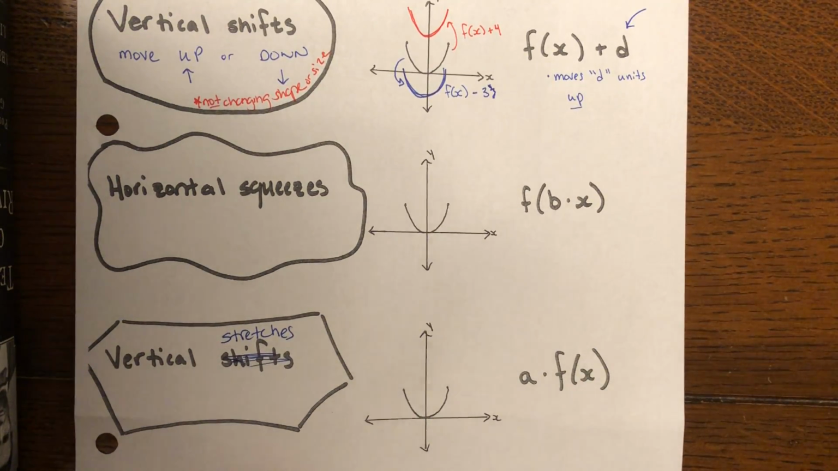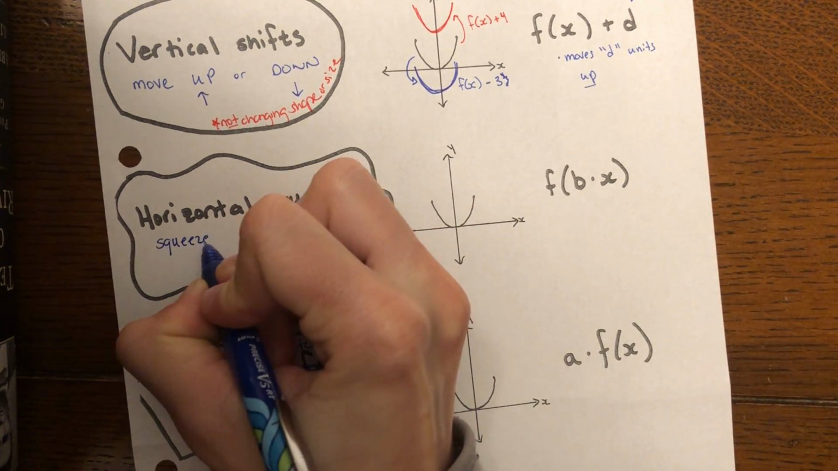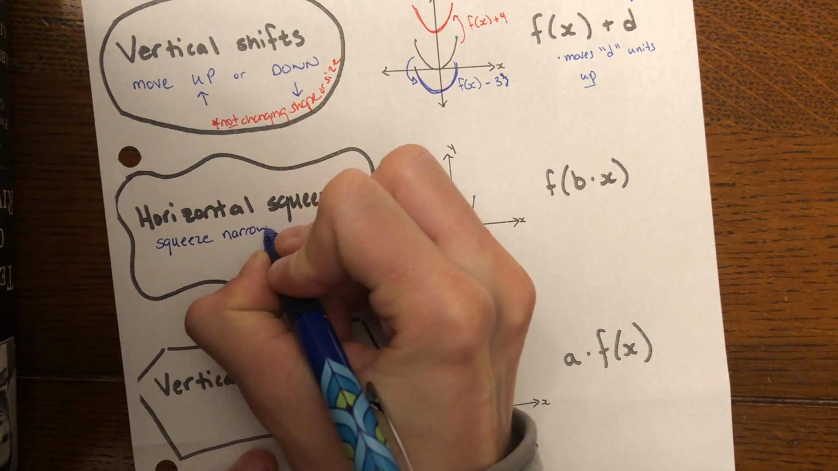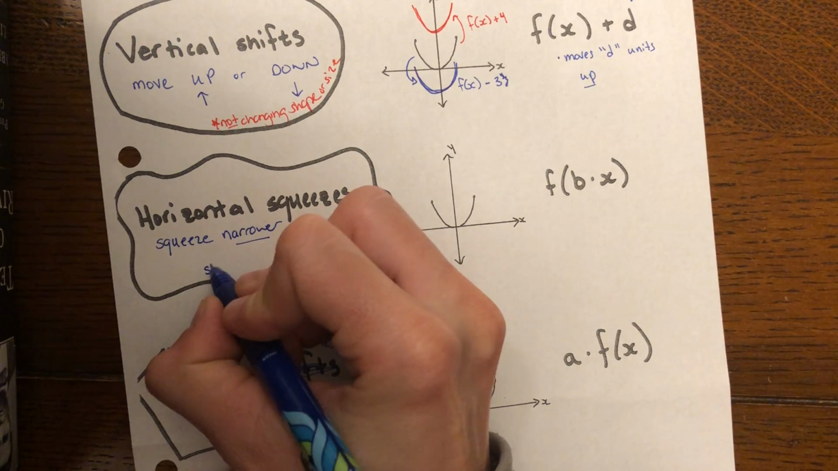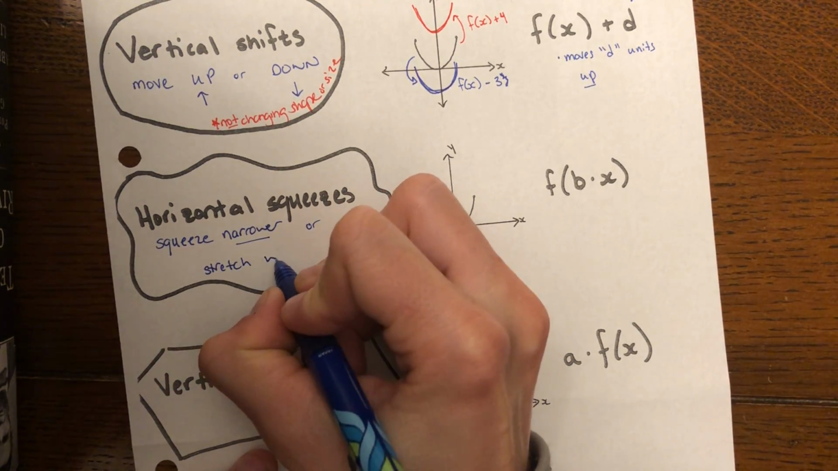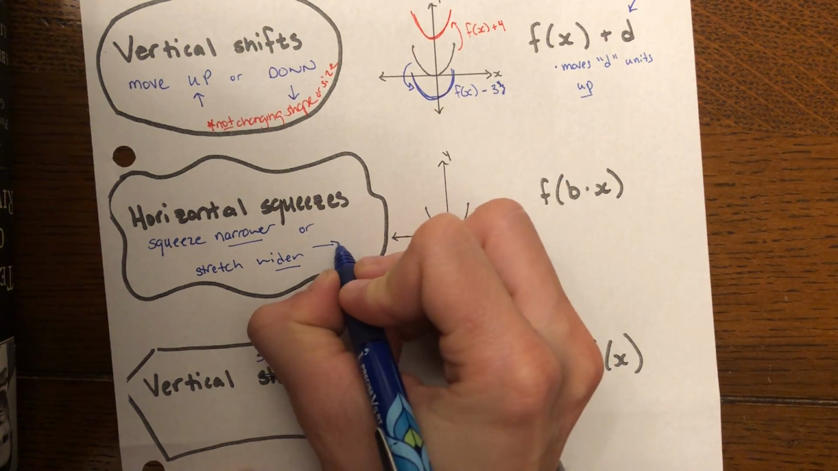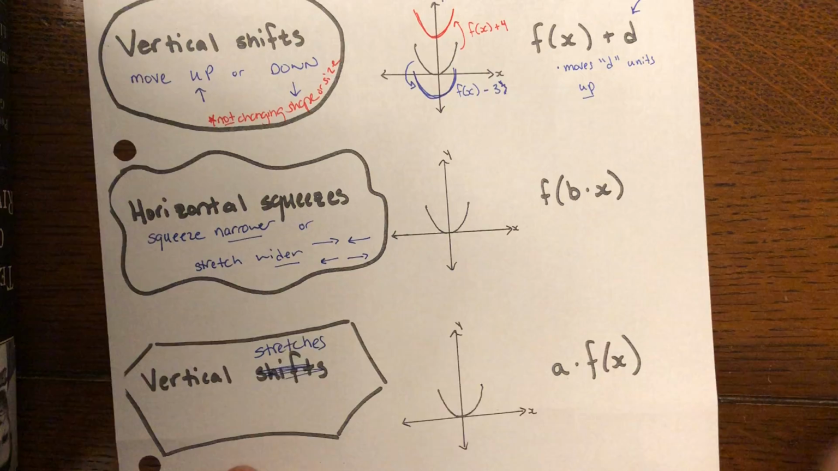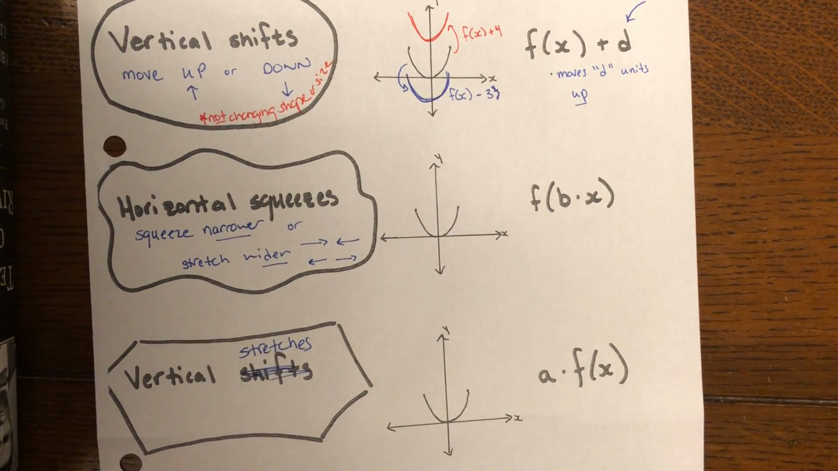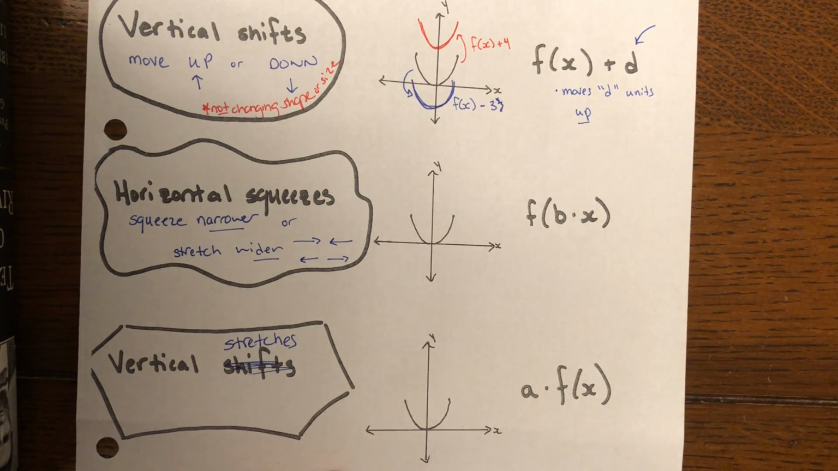All right, we've also got horizontal squeezes. Horizontal squeezes essentially squeeze narrower or stretch wider. So I think of horizontal squeezes being this way or this way, pulling in or pushing out. These guys do change the shape or size.